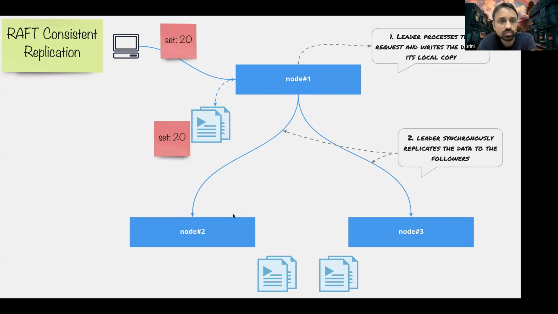So when it comes to data replication, imagine a case here: the client is connected to the leader, and the client sends a request to this leader, set this value for this entity, right? So set 20 is the value for this entity. So the request goes to leader 1, and then leader 1 processes the request and writes the data to its local copy. And at the same time, the leader synchronously replicates the data to the followers as well, right? So letting the followers know that I've received this request, this is the value that needs to be replicated, right?